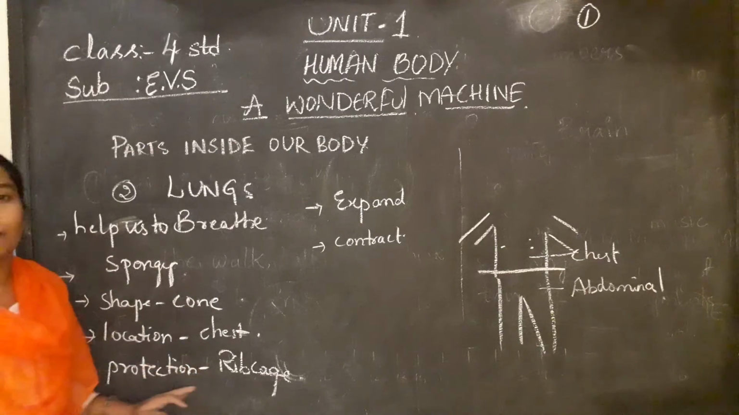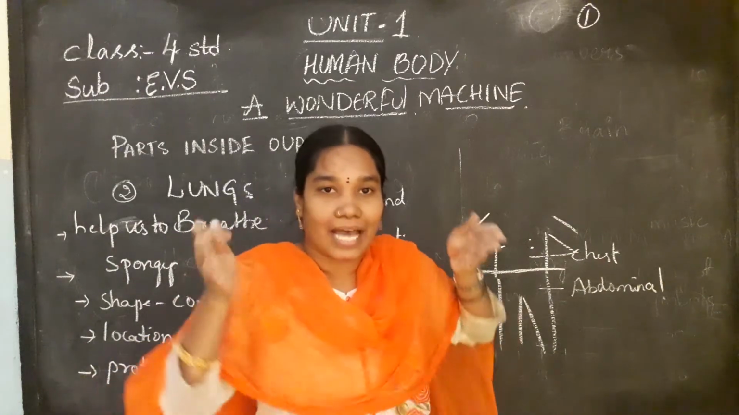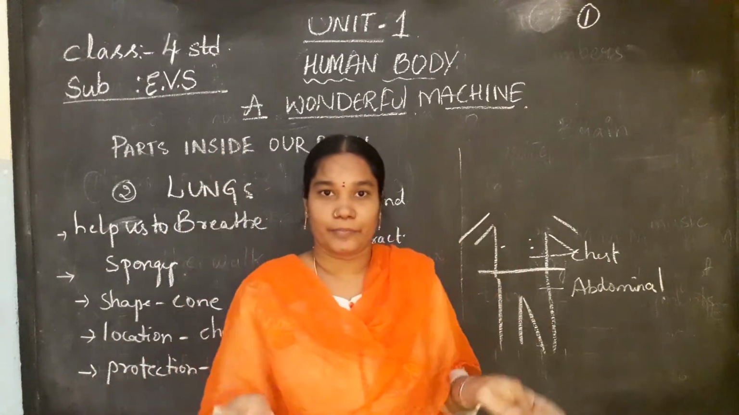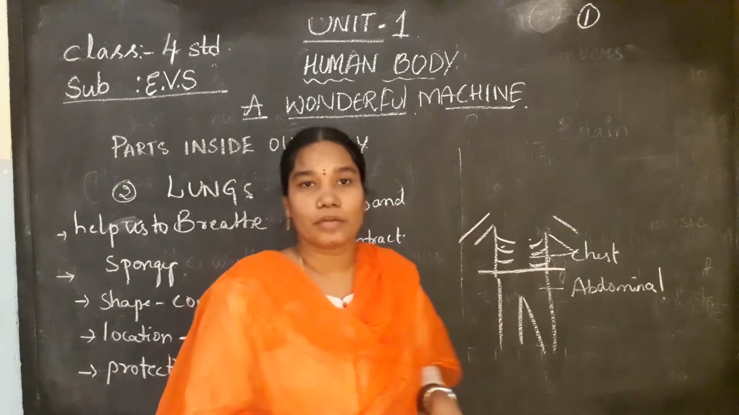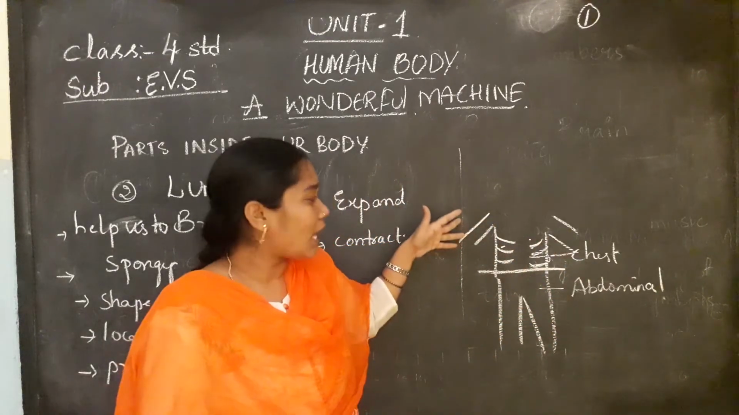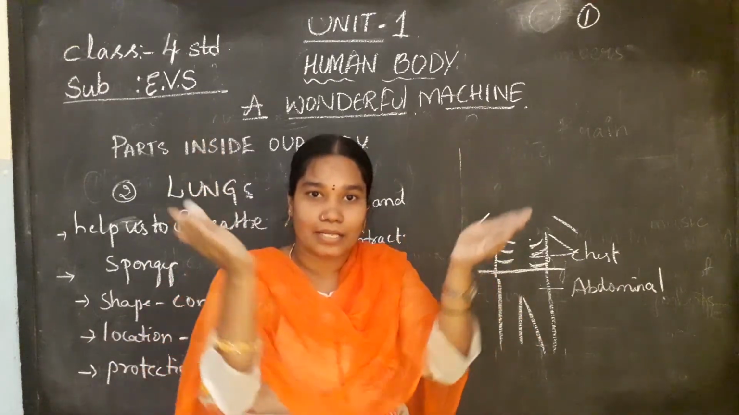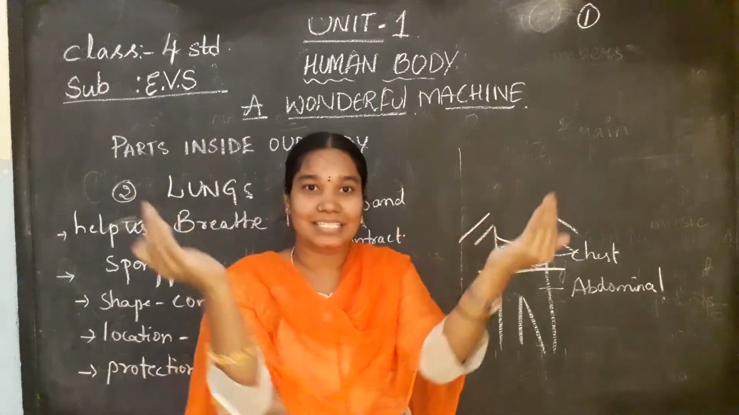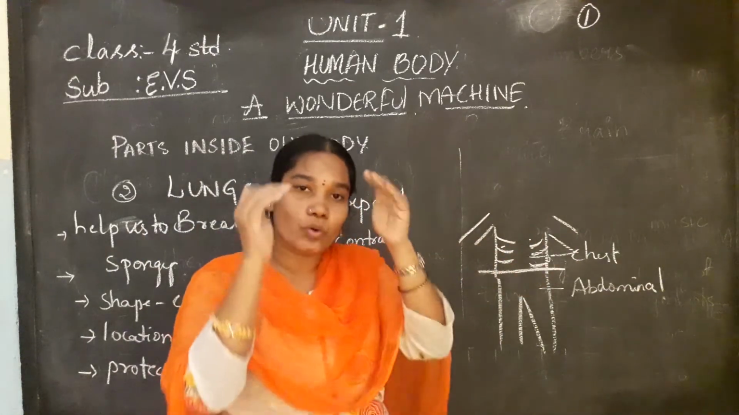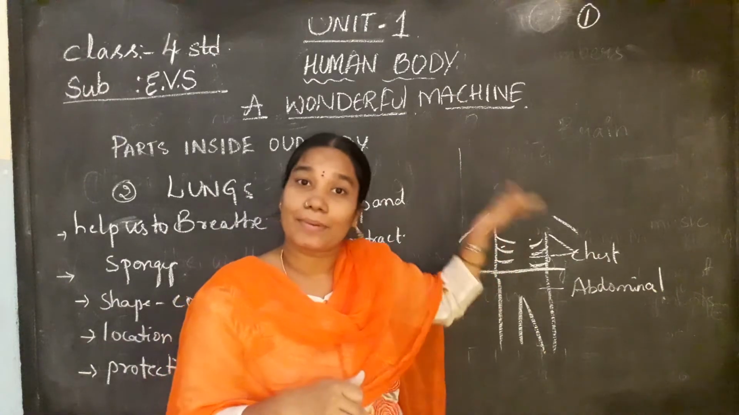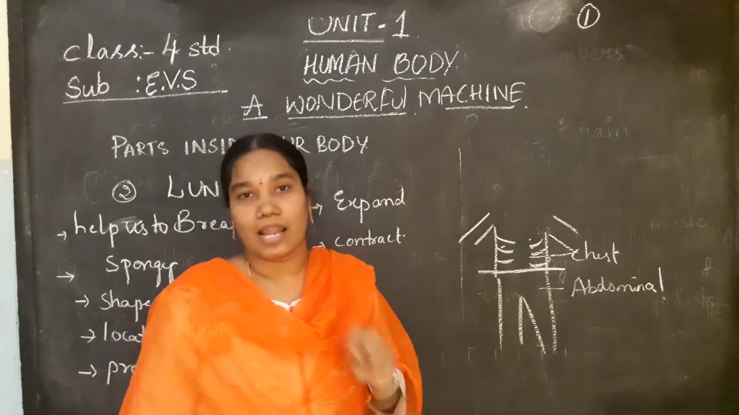The lungs are protected by the rib cage. If you observe your body, on the sides the bones are located. If you see a skeleton, you can observe this, or you can check on your own body also. On the sides, the ribs are present; they are bones. It is like a cage, so it is known as the rib cage. Inside the rib cage, the lungs are present. The rib cage helps to protect the lungs.